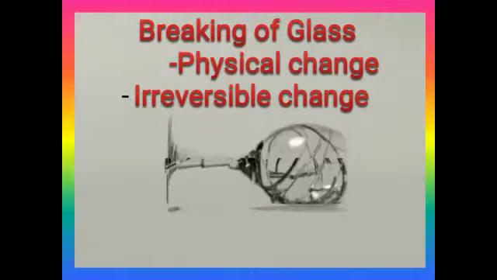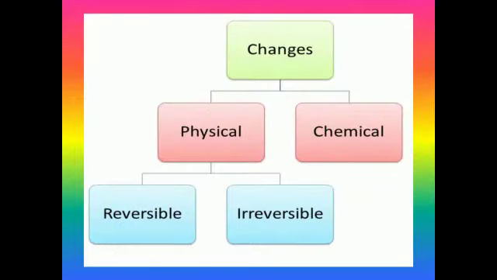Okay, I hope you have understood the topic of reversible and irreversible. So overall, to summarize, changes are classified into different types. Might be fast, might be slow, might be desirable and might be undesirable, might be reversible or irreversible, or physical change or chemical change.